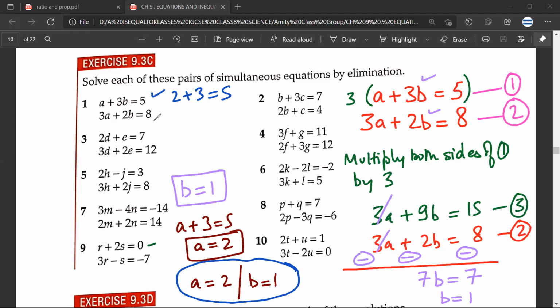Then 3 into 2, in brackets, plus 2B, which is 2, equals 8. So 6 plus 2 is 8. Mr. Satya, any doubt? No, sir. So these are the easiest questions because you can check the answer also.